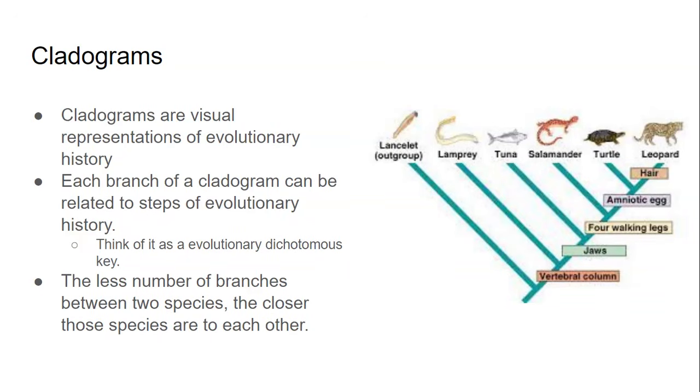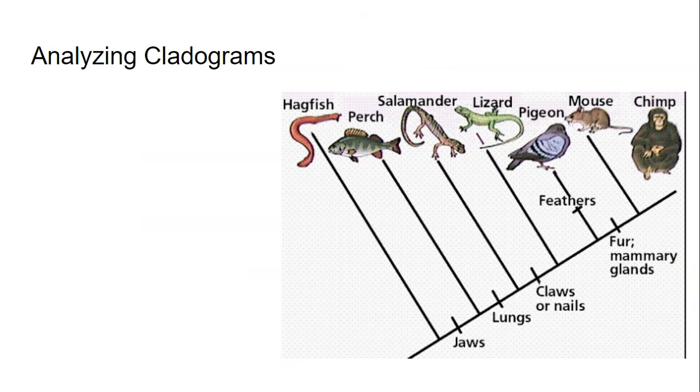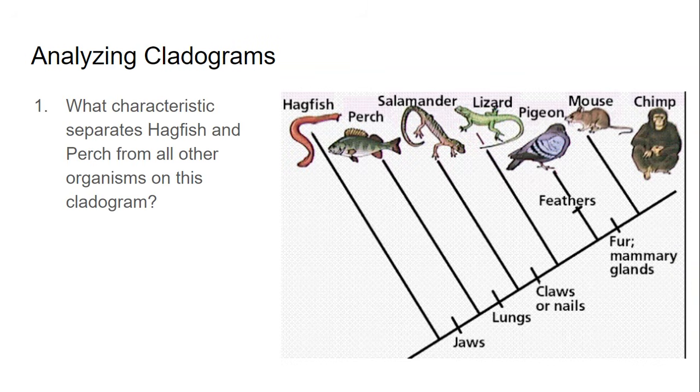The fewer the number of branches between the two species, the closer those species are to each other. Like we said, this is their most recent common ancestor, and we can see that that is significantly closer to leopard and turtle than it is between a leopard and a lancelet, which makes sense based upon the evolutionary features they possess as well. So when we look at analyzing cladograms, let's look at this first one.